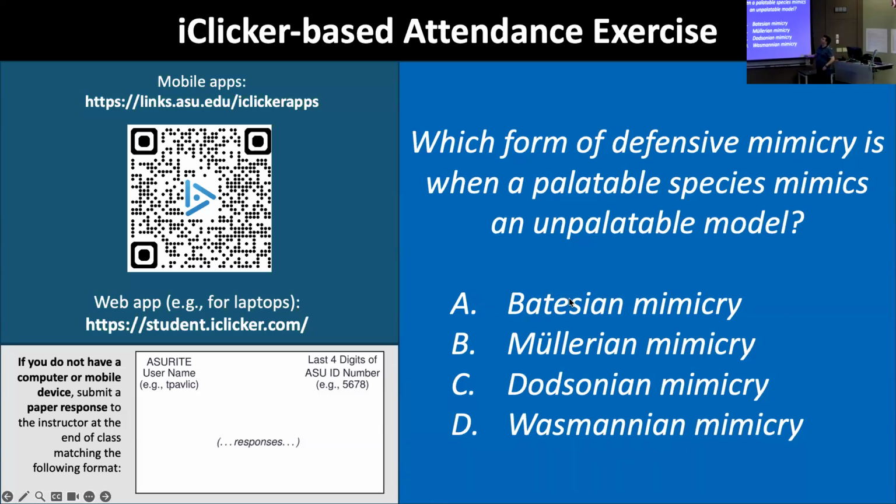So the idea here is that the palatable model was bluffing. It actually was palatable, but it was signaling that it wasn't. That's a bluff. So B for bluff, B for Batesian mimicry. Okay, any questions about that? Okay, great.